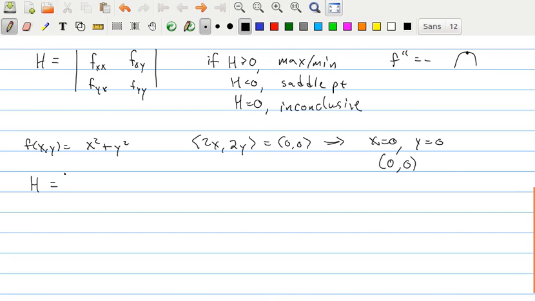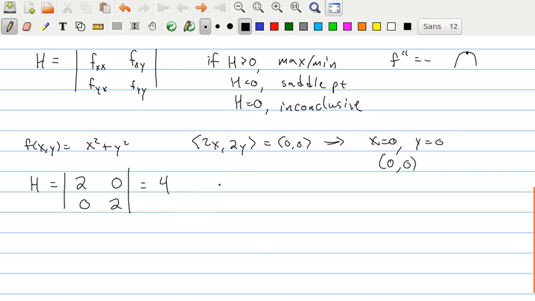So H is the determinant of: the second partial with respect to x, taking the partial of 2x with respect to x, and that's 2. Next we do the mixed partial. We take the partial with respect to x, which is 2x, then take its partial with respect to y, which is 0. And by equality of mixed partials, I know this is also 0. And finally the second partial with respect to y is also 2. So this gives us 4 minus 0, or 4.